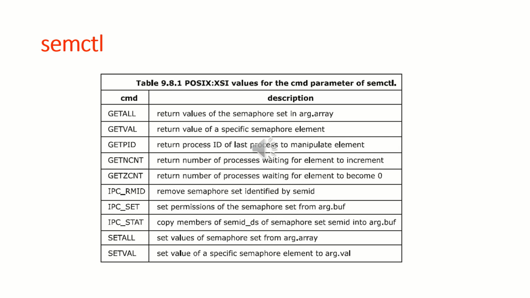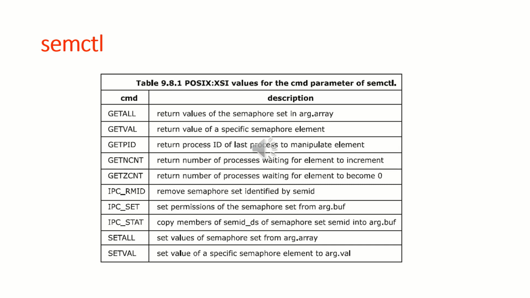GETVAL returns the value of semval for the member semnum. SETVAL sets the value of semval for the member semnum; the value is specified by arg.val. GETPID returns the value of sempid for the member semnum. GETNCNT returns the value of semncnt for the member semnum. GETZCNT returns the value of semzcnt for the member semnum.